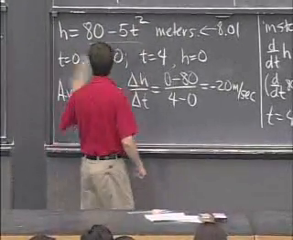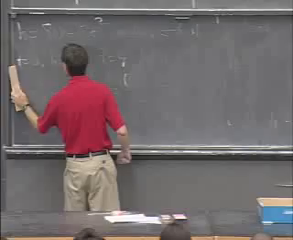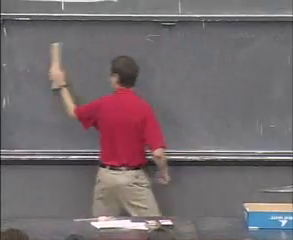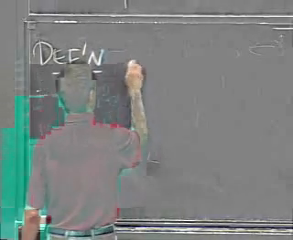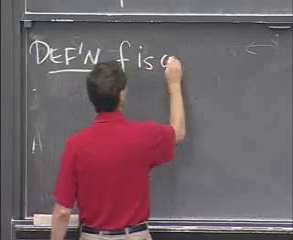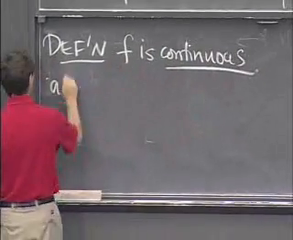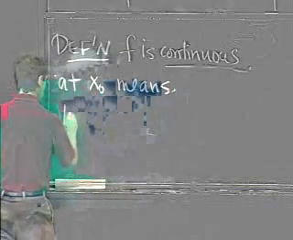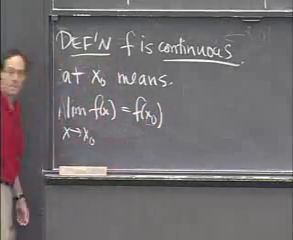Okay, so now our next job is to introduce the definition of continuity. So that was the other topic here. So we're going to define: f is continuous at x0 means that the limit of f of x as x tends to x0 is equal to f of x0. Right?